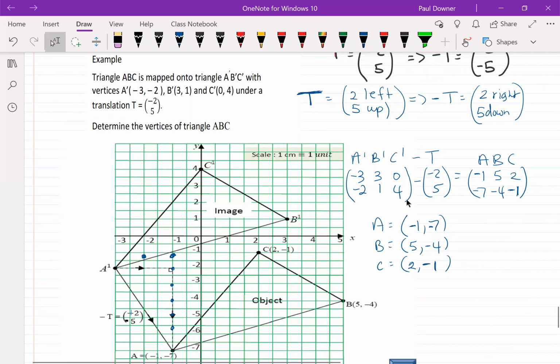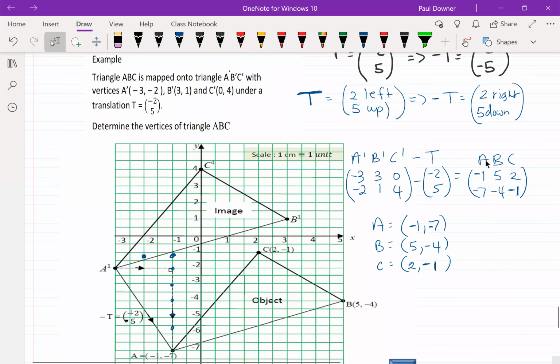How do I find C from C prime? Well, if C prime is 0, 4, I have to minus this from it to get C. So let's do that. 0 minus minus 2 is the same thing as 0 plus 2, which is 2. And 4 minus 5 is negative 1. So it means that from the image points, if I take away the original translation vector, I get the object points, which is what they ask us to do. Determine the vertices of triangle ABC.